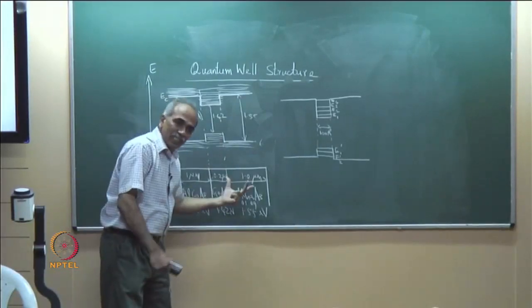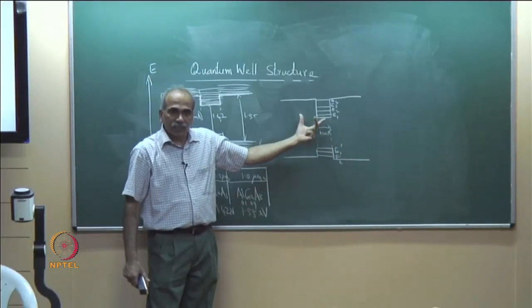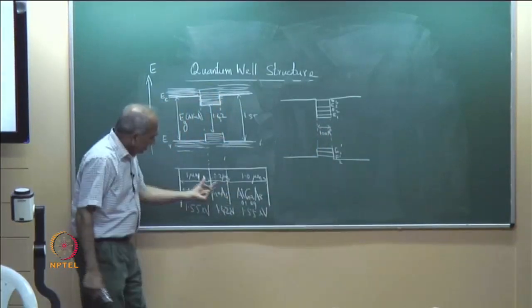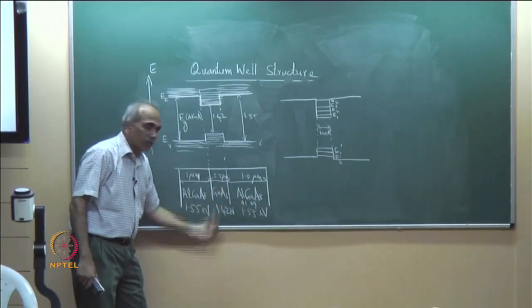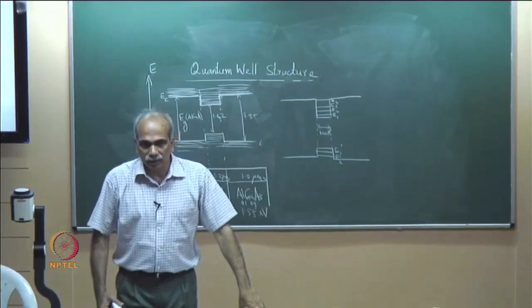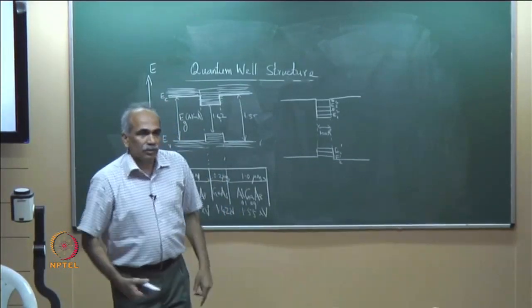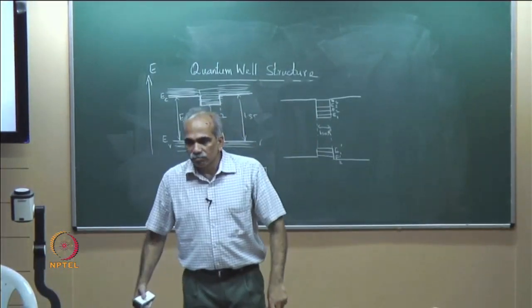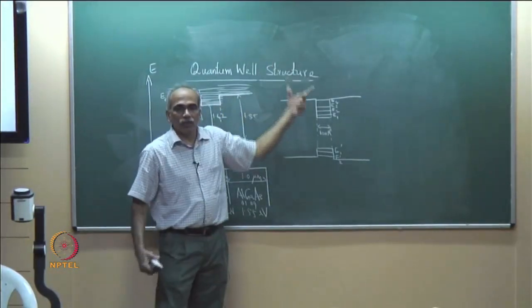So, now with this picture, what is a potential quantum well? A quantum well structure is a double hetero structure where the intermediate layer, the active layer, the thickness of the active layer is of the order of 100 angstroms or 10 nanometers. Why has the number come? It is not exactly 100, it could be 150, it could be 200, it could be 20 angstrom. This is a quantum well structure.